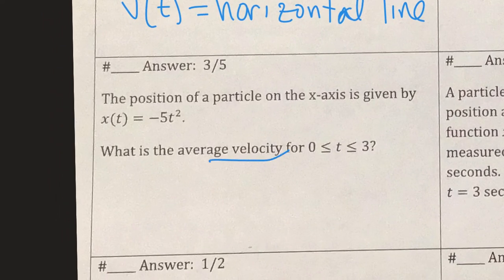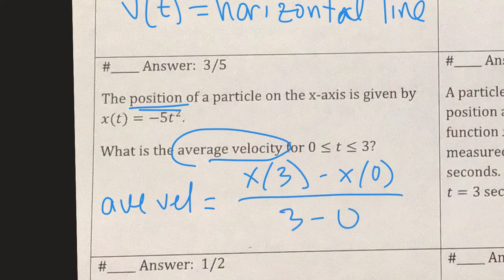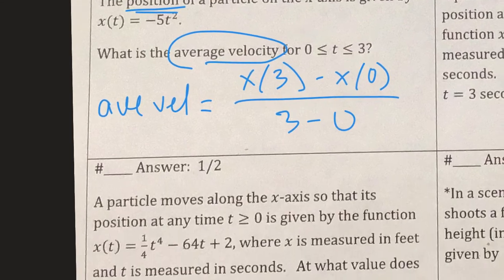What is the average velocity? If this is the position, then average velocity is x of 3 minus x of 0 over 3 minus 0. And in this case, you get your value by plugging in 3 and 0 into your function. Okay, into your function, right? We don't have a graph, so we have a function. x of 3 minus x of 0 divided by 3 minus 0. Average velocity is a slope problem, so we make a slope equation.